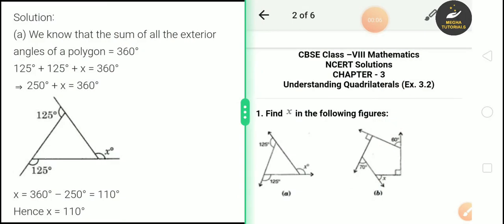Exercise 3.2 of Understanding Quadrilaterals. Question 1. Find x in the following figures. So let's start with the solution.